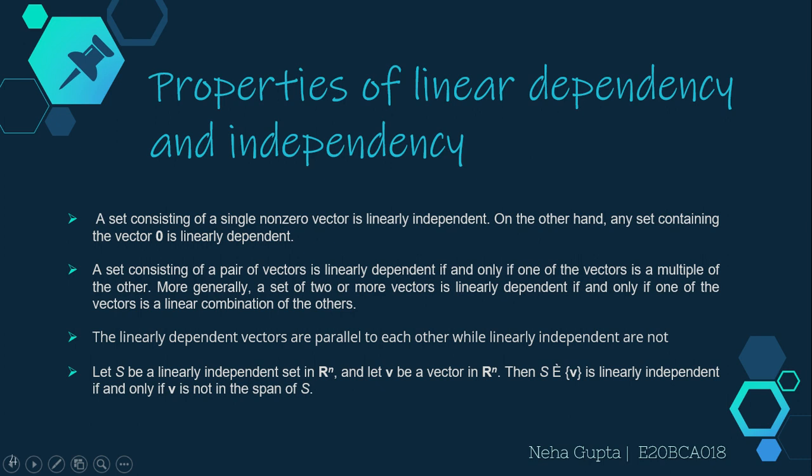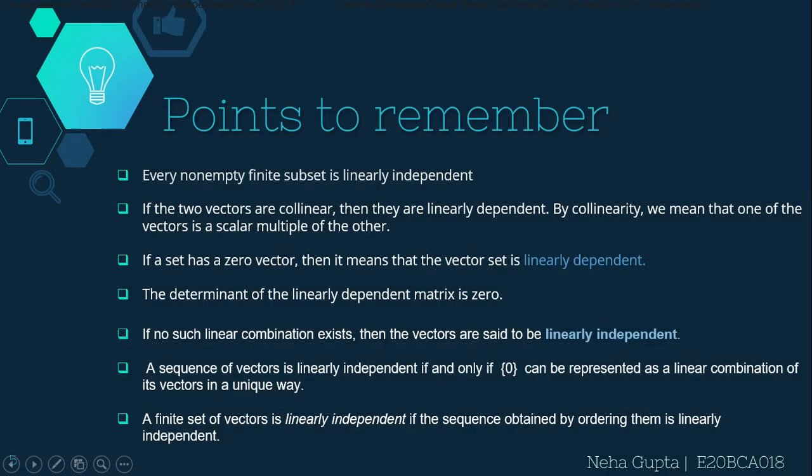Let S be a linearly independent set in some space, and let v be a vector in Rn. Then the set S together with v is linearly independent only when the vector v is not in the span of S. Only then can we say it is a linearly independent set.